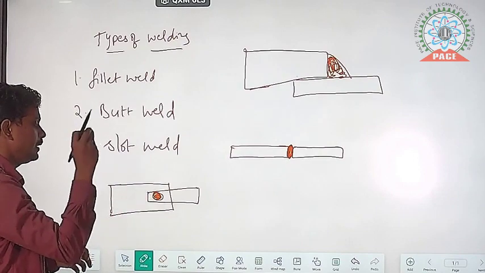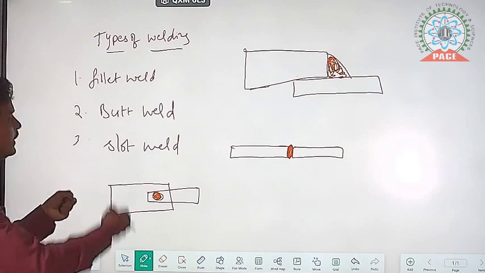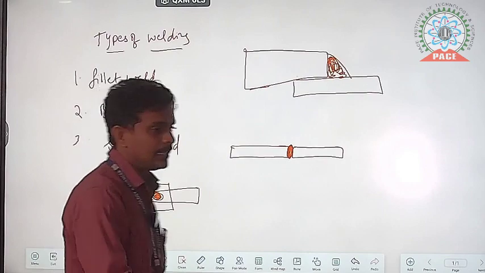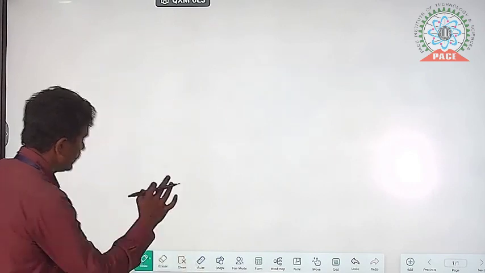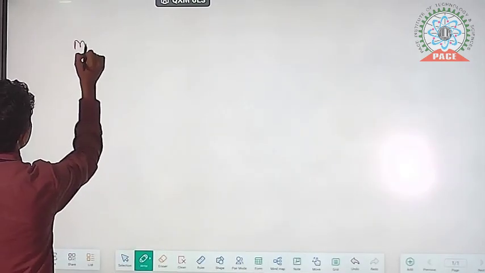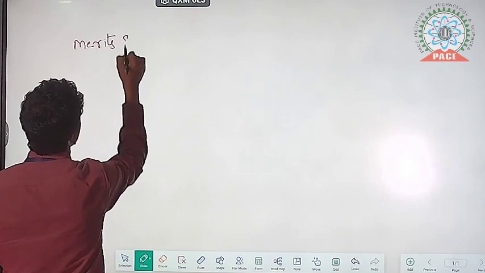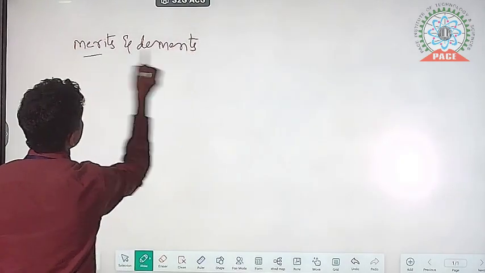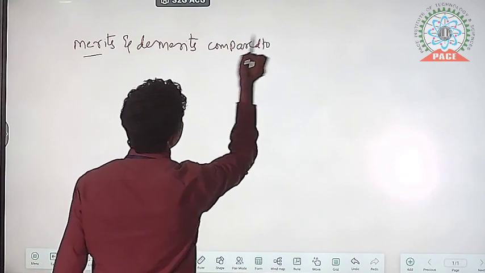And then if we go for the advantages and disadvantages of welding compared to riveted, there are some advantages and some disadvantages for the welding.